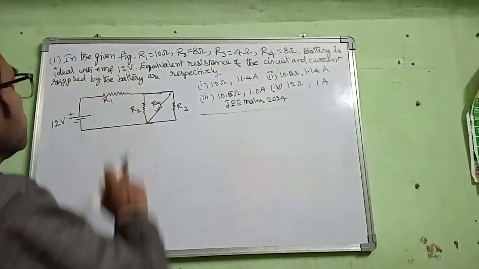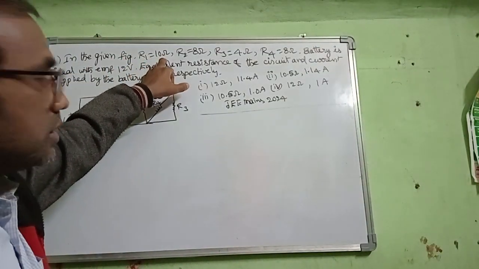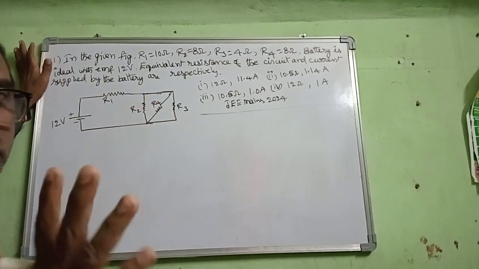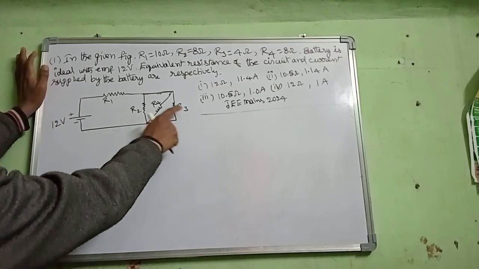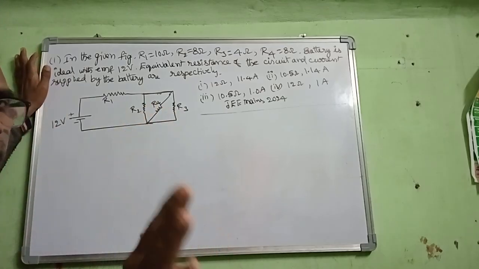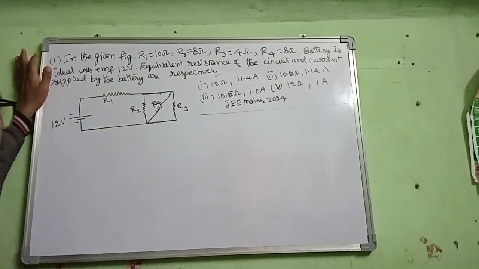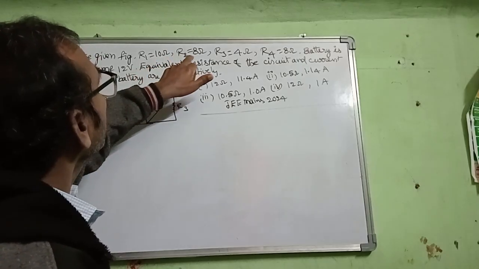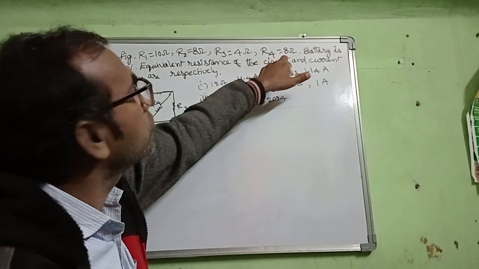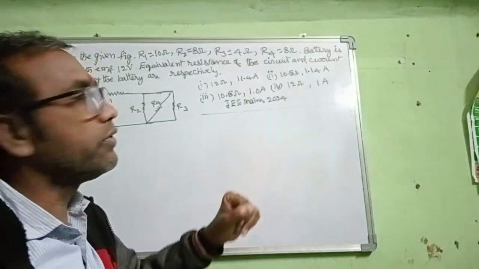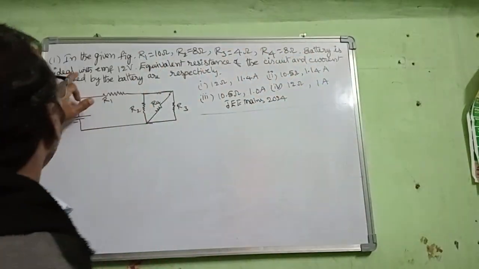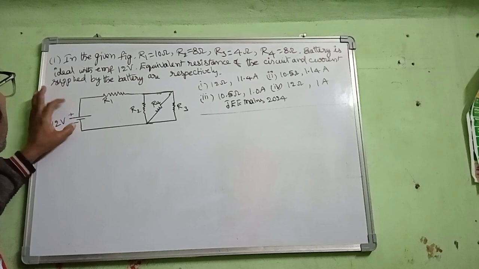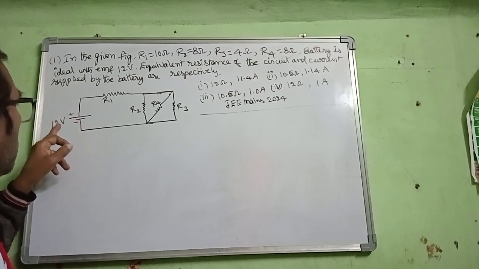See here in the figure, R1 resistance. Here how many? 1, 2, 3, 4. Four resistors are given, R1, R2, R3, R4, connected to a battery. R1 is 10 ohm, R2 8 ohm, R3 4 ohm, R4 equal to 8 ohm. The battery is ideal with EMF 12 volt. A battery is connected, it is having an electromotive force of 12 volts.